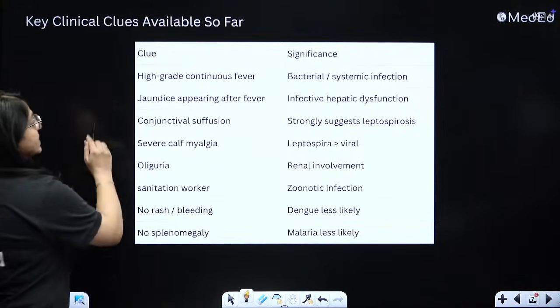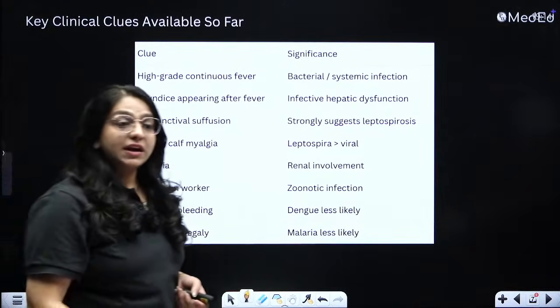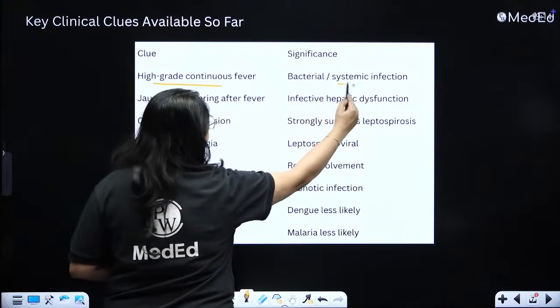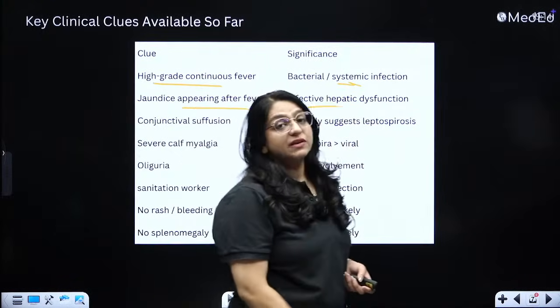Up till now, what is our clue? High grade continuous fever. Some bacterial systemic infection. Continuous fever, high grade, not responding to paracetamol. Some systemic infection is there. Jaundice appearing after fever, infective hepatic dysfunction.